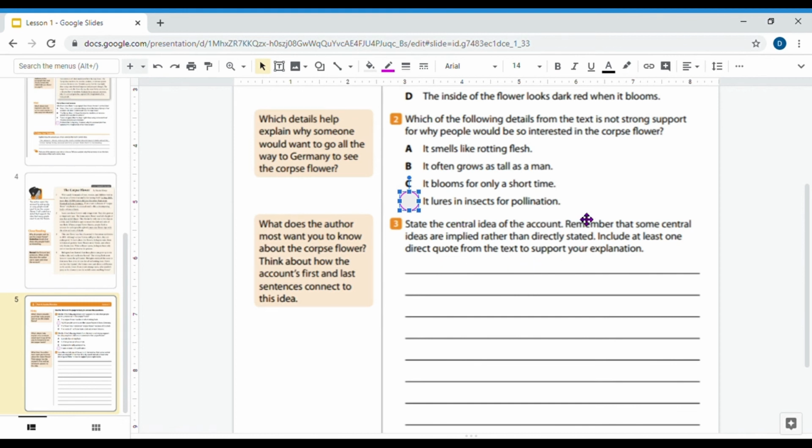question here is, state the central idea of the account. Remember that some central ideas are implied rather than directly stated. Include at least one direct quote from the text to support your explanation. And then the hint says, what does the author most want you to know about the corpse flower? Think about how the account's first and last sentences connect to this idea.